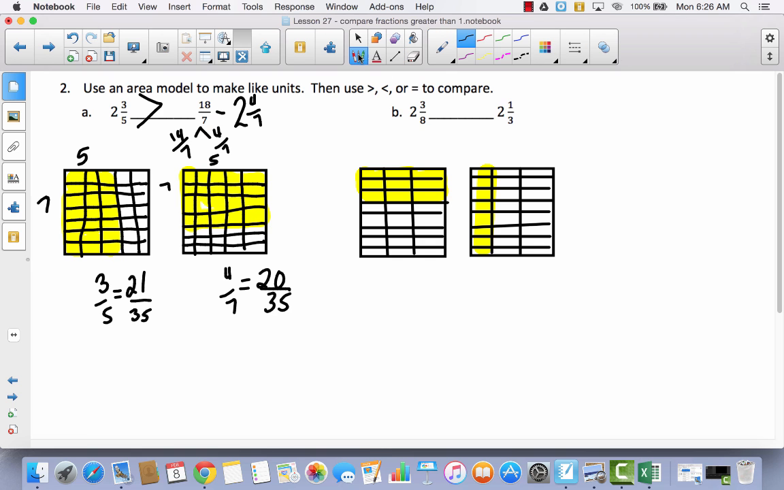So now in both of these, I have 8, 8, and 8, which is 24. So now I have 24ths here, and I have 24ths here. So this is 3, 6, 9 24ths, and here I have 8 24ths. Very, very close. So 2 and 3/8 is greater than 2 and 1/3, but it's only 1/24 greater, which is not a whole lot greater, is it?